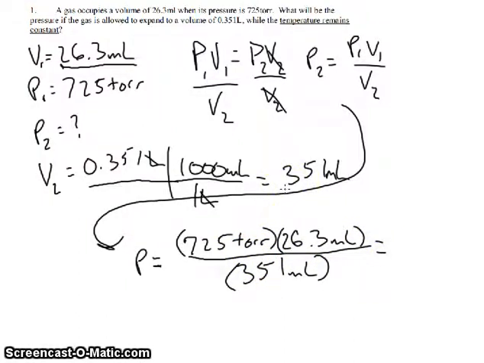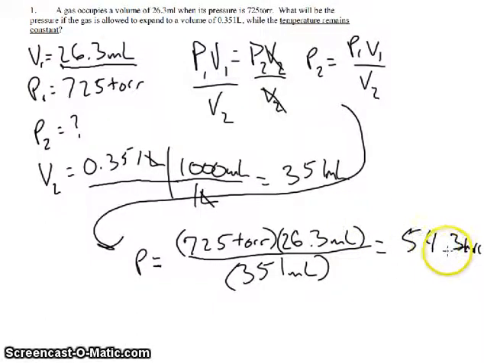And we plug that into our calculator. Let's see, 725 times 26.3. Then we're going to divide that by 351. And this should give us a pressure of, let's see, it doesn't look right. Well, yeah, I guess it does look right. So 54.3 torr.